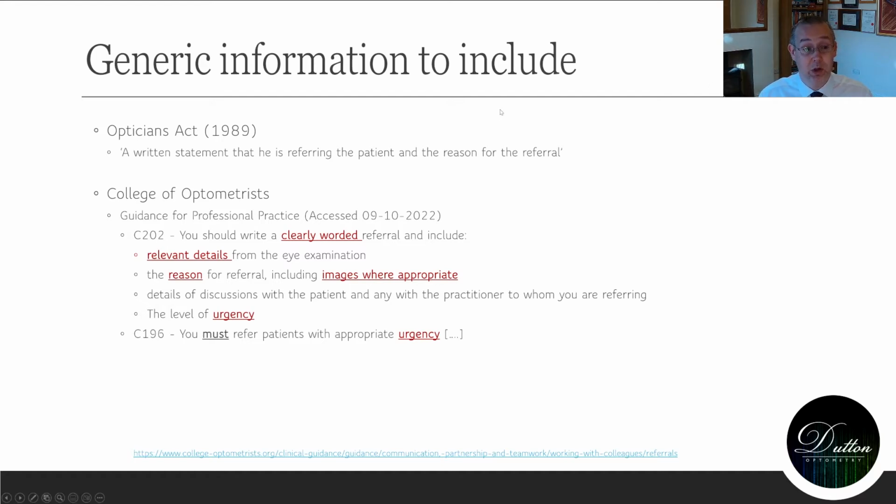If we then look into the College of Optometrists guidance for professional practice, it gives us some more guidance here. The referral should be clearly worded, it should include relevant details from the eye examination, the reason for the referral, images where appropriate, and the level of urgency. And they go on to say that you must refer patients with an appropriate level of urgency.